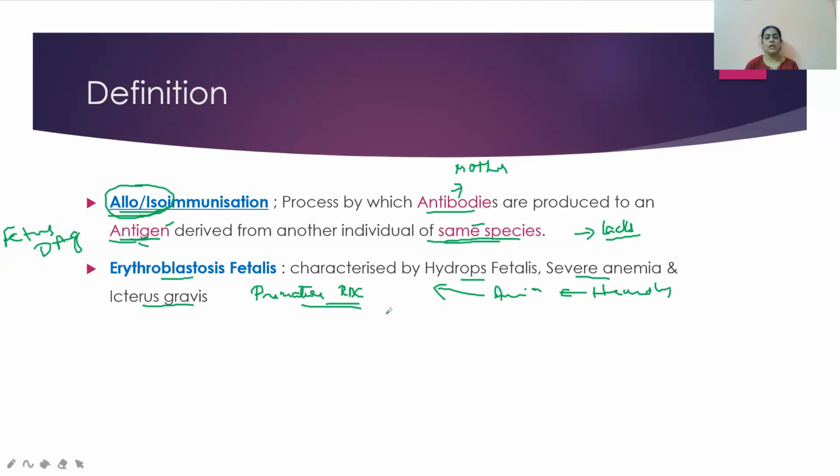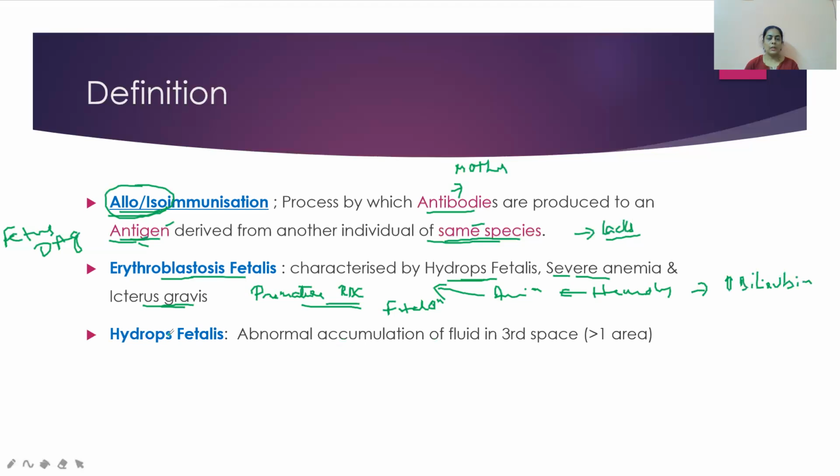Whose circulation? Fetal circulation. So erythroblastosis fetalis means there is hydrops fetalis. What is hydrops? I will be explaining. Severe anemia will be there, and icterus gravis. Icterus is because hemolysis leads to increased bilirubin. So with all these features included, it is called erythroblastosis fetalis.